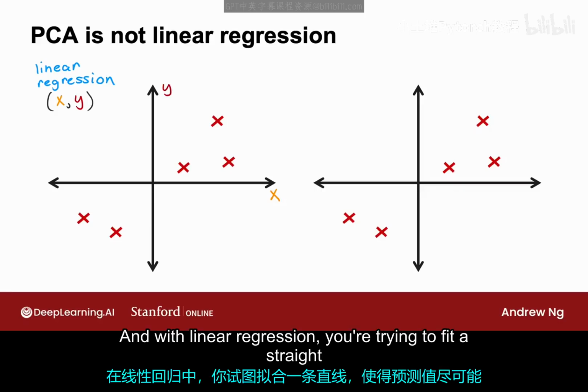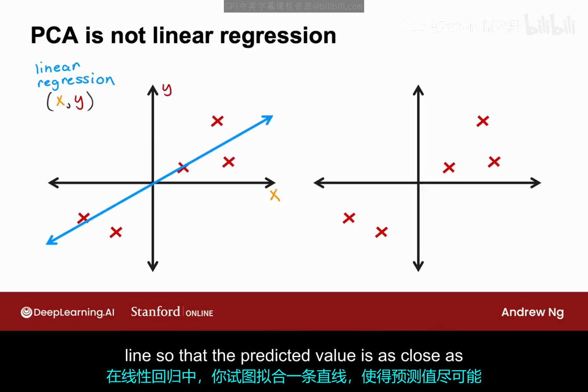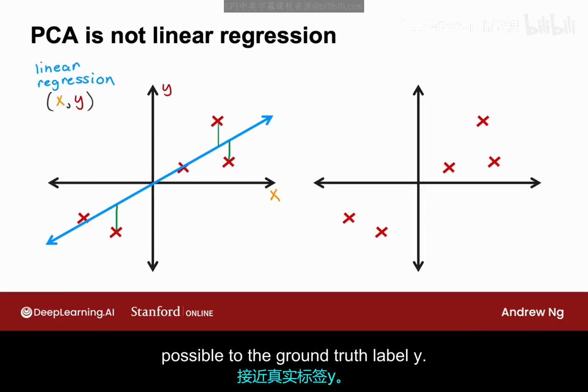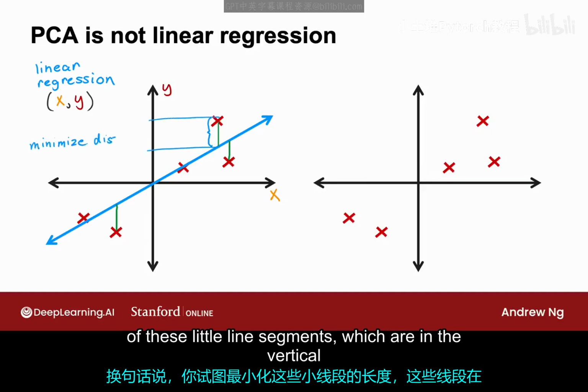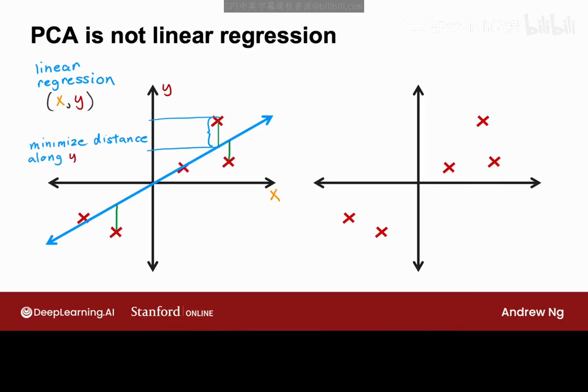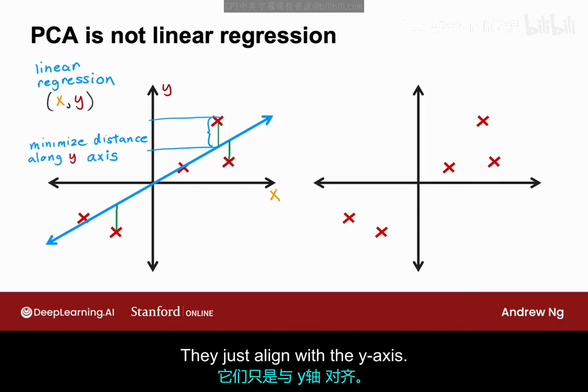And with linear regression, you're trying to fit a straight line so that the predicted value is as close as possible to the ground truth label y. So in other words, you're trying to minimize the length of these little line segments, which are in the vertical direction. They just align with the y-axis.